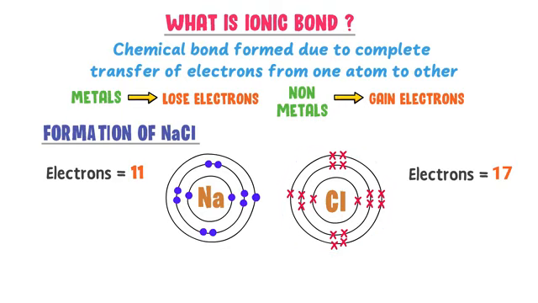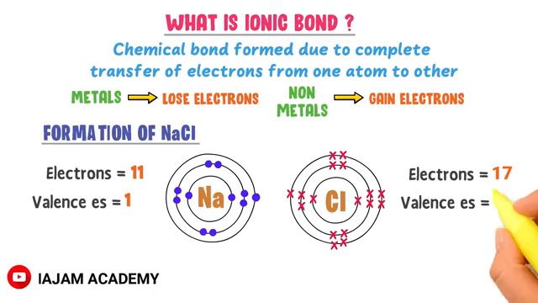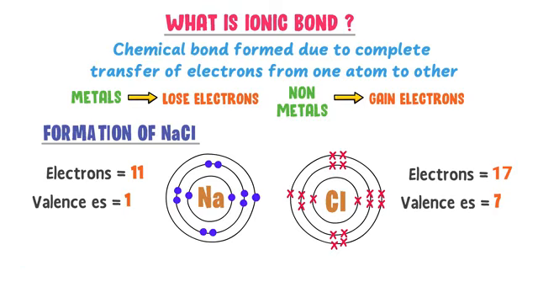In the sodium atom, there is only one electron in the outermost shell. We call it a valence electron. And in the chlorine atom, there are 7 electrons in the outermost shell, which we call valence electrons. Now listen carefully. If sodium loses this valence electron, it will get stability because its octet rule will be fulfilled. Secondly, if chlorine gains 1 electron, it will also get stability because its octet rule will be fulfilled.